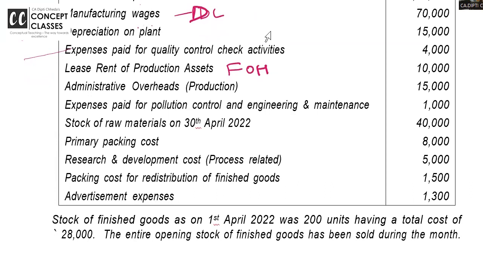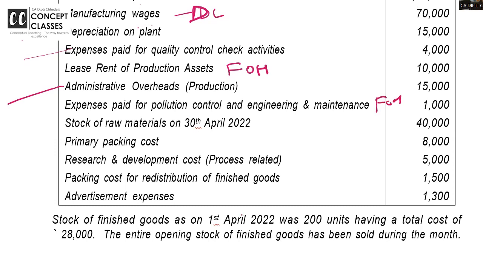Administrative overhead is related to the production. So we will take it after the works cost. Administrative overhead, R&D or quality control, those we will take along with all the expenses. Pollution control and all, this is very well a part of the factory overhead.